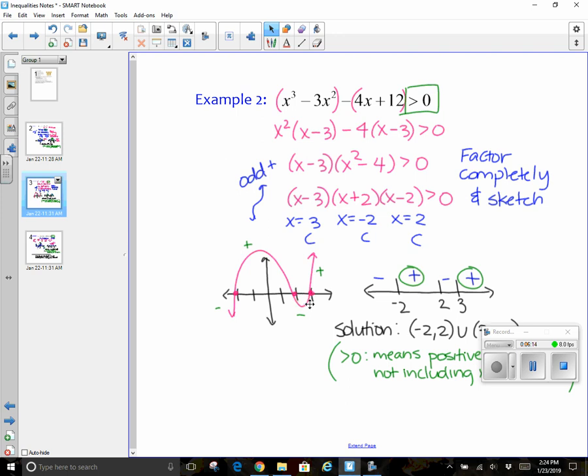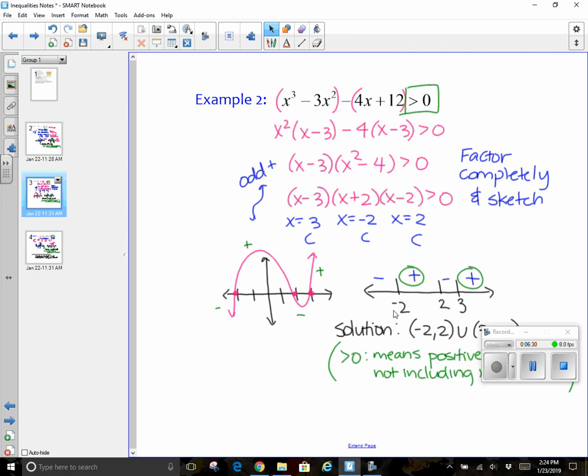This is below the x-axis, so it's a negative section, and this is above the x-axis, so it's a positive section. So on my sign chart, I just labeled the x-intercepts. There were 3 of them. So the same thing I did over here with the positives and negatives.